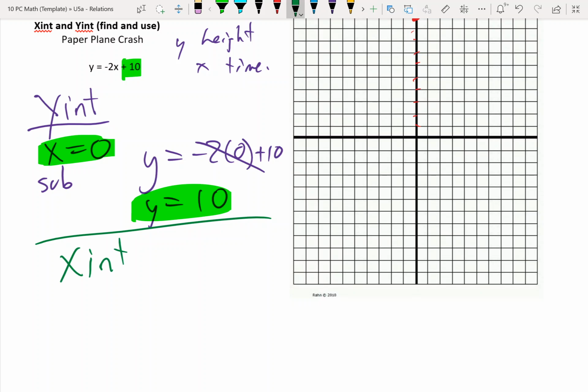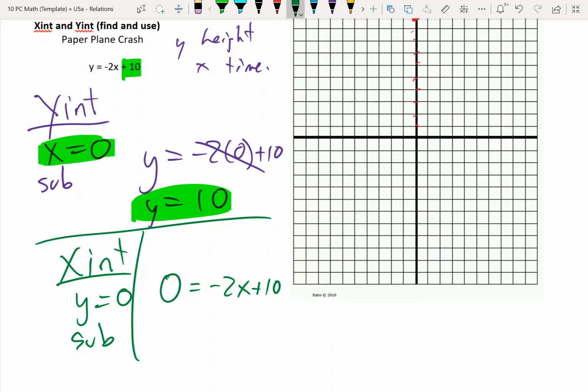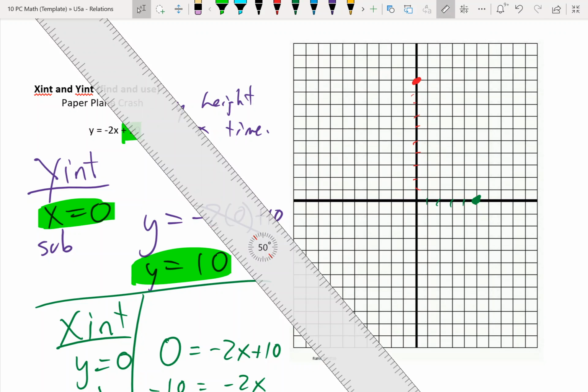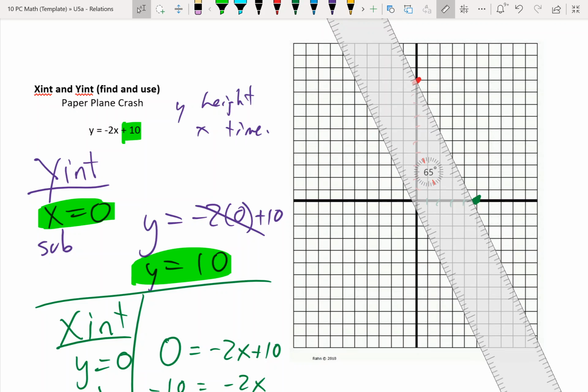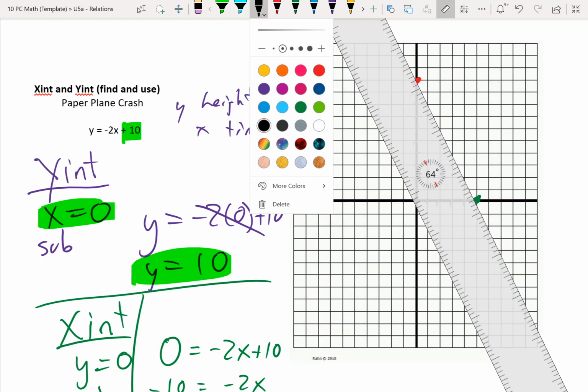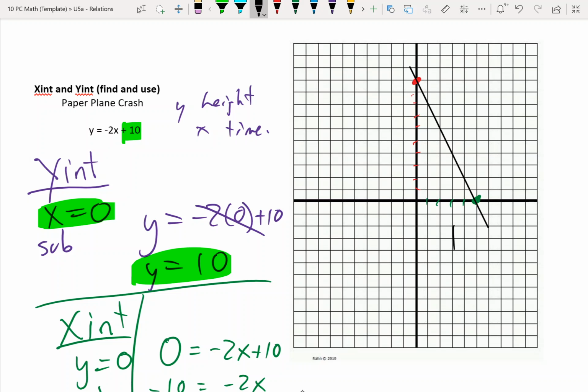Now, the x-intercept was the reverse. For the x-intercept, we knew that y is equal to 0, so I'm going to sub that in. So this is going to be 0 equals -2x plus 10. I'm going to rearrange and solve. You're going to get -10 equals -2x. Divide by -2 and I get x equals 5. So on my graph, I'm going to put a point right there. That's my x-intercept. Now you'll notice you have 2 points. So on my graph, I could connect those two with a line, because time has fractions and height also has fractions. So that shows my pattern.